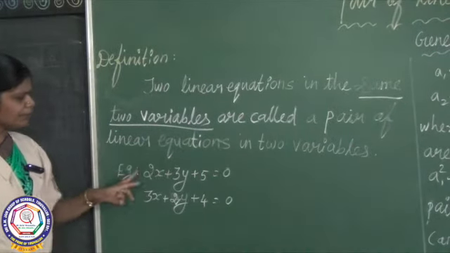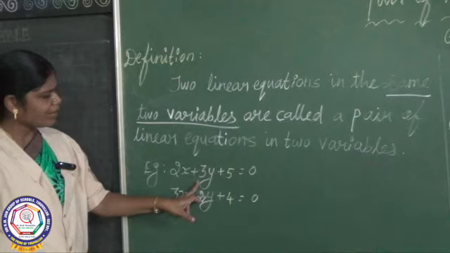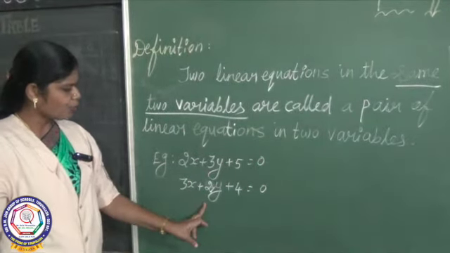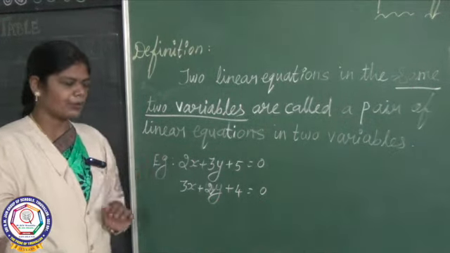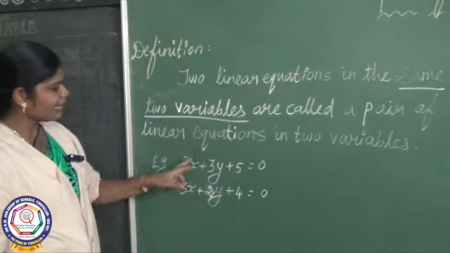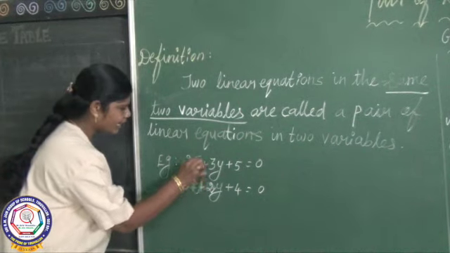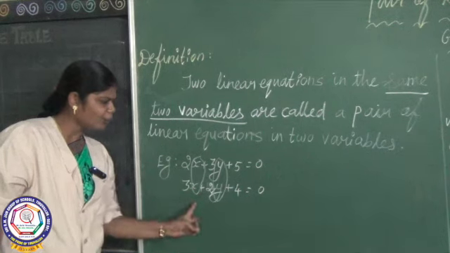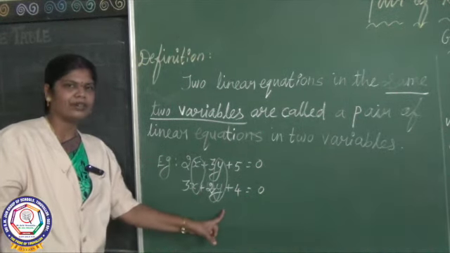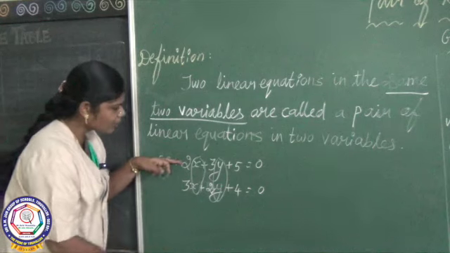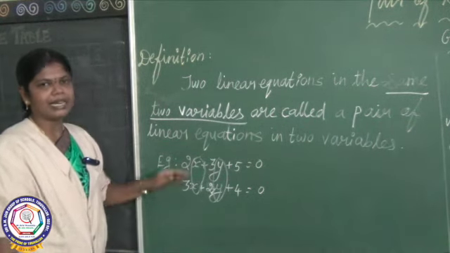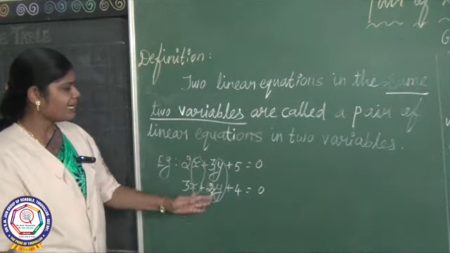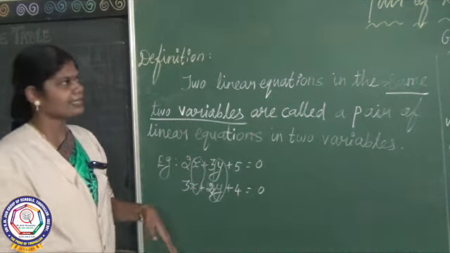Let's see the example. 2x plus 3y plus 5 equal to 0. 3x plus 2y plus 4 equal to 0. In these two equations, we have the same variables x as well as y. So, in this equation, we have two variables, one is x, another one is y. And this is also a linear equation and this is also a linear equation. So, we call it a pair of linear equations in two variables.